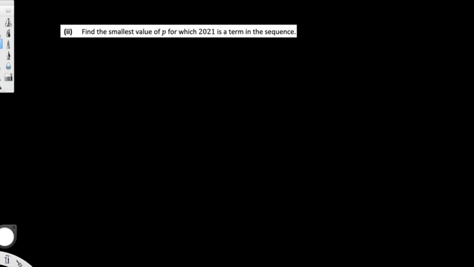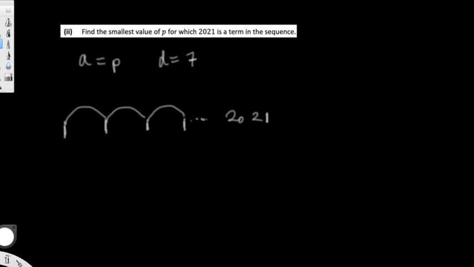And it says find the smallest value for p for which 2021 is a term in the sequence. So if we go back, a was equal to p and d was equal to 7, and then you've got the number 2021, right? So we're sort of starting somewhere and jumping forward 7 and jumping forward 7 and jumping forward 7 and so on. And it might happen that we land exactly on that number, or we could also jump over it, right? So what we want to do is find the smallest starting point so that we land exactly on 2021.